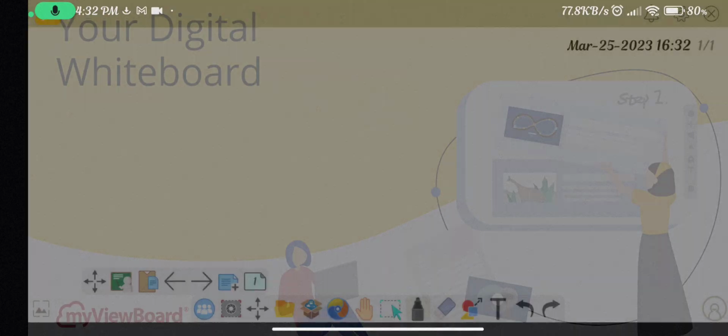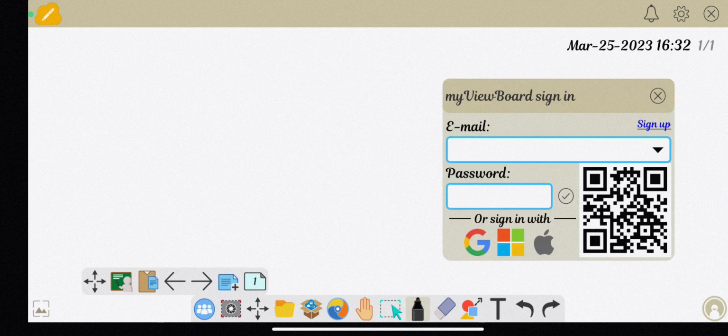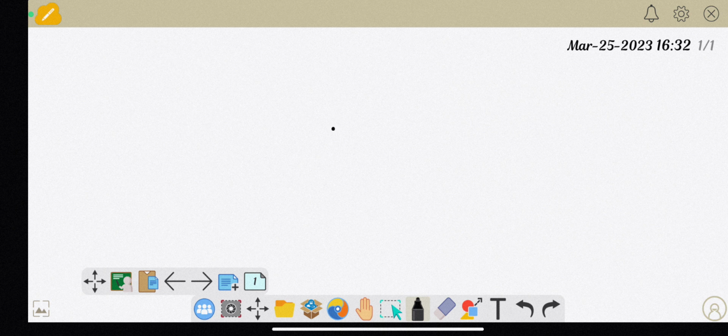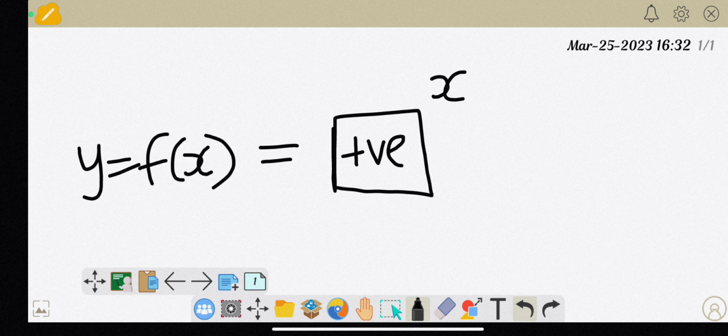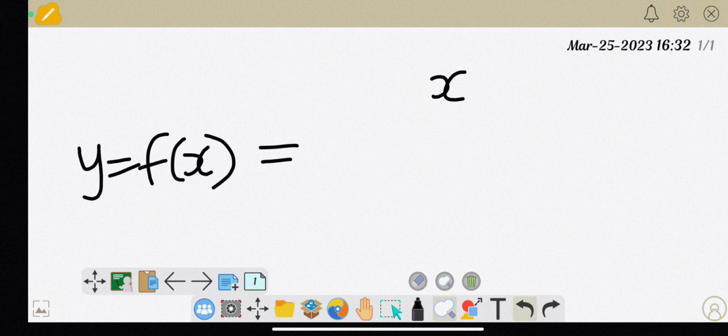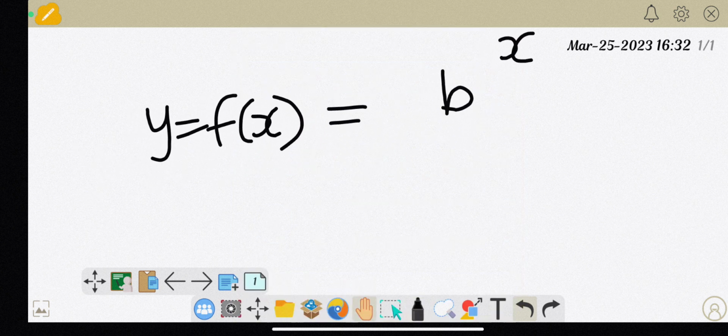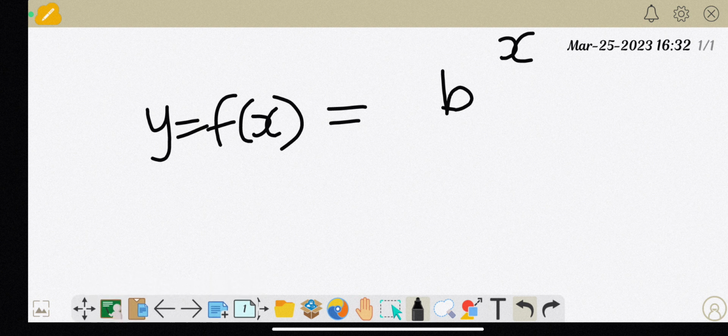I hope you got the understanding of what is an exponential function. An exponential function is such a function where there is a positive number raised to some power x. Usually we call that positive number our base. We represent it by b to the power x, and this b should be positive. b is called the base. So did you understand what is this exponential function?